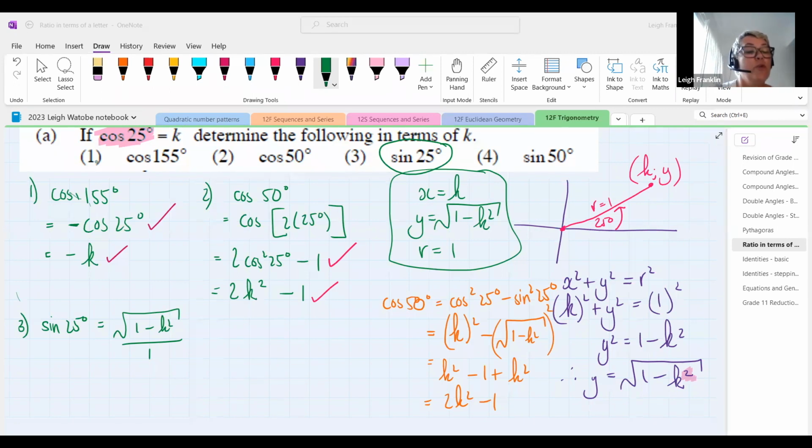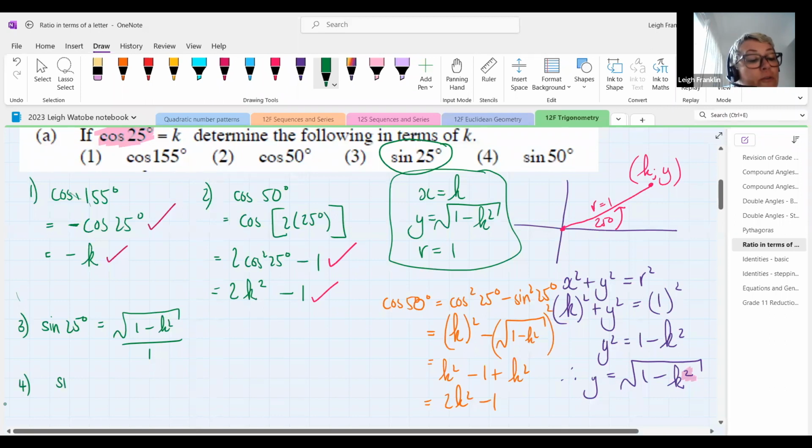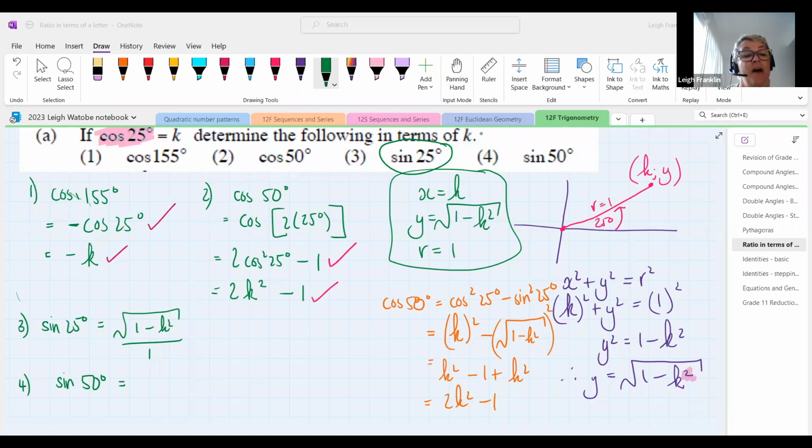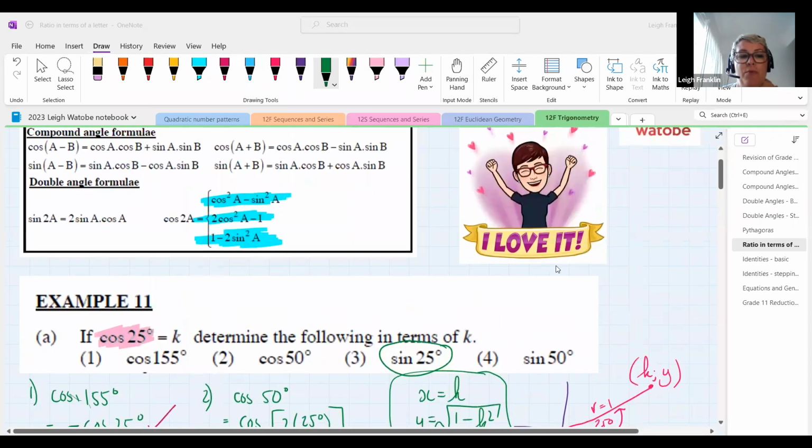All right, and then let's do question 4 next. Okay, so here, the sine of 50. So 50 is also double 25. So what should we write here, Matrix? The sine of 50 is equal to? Can anybody tell me? If I move up, would that help? That's it, 2 times 25.